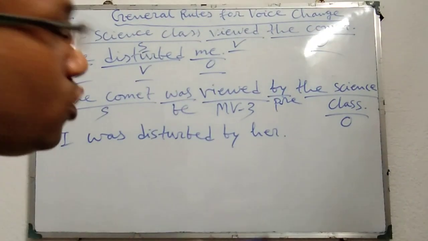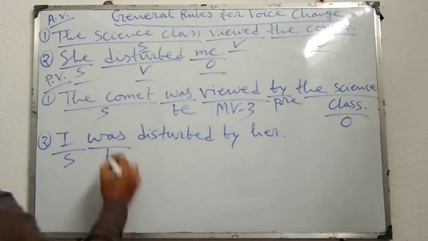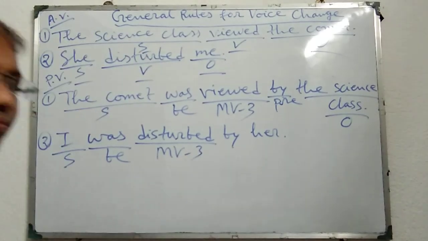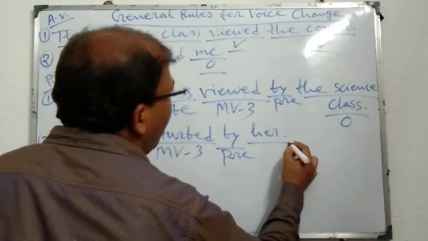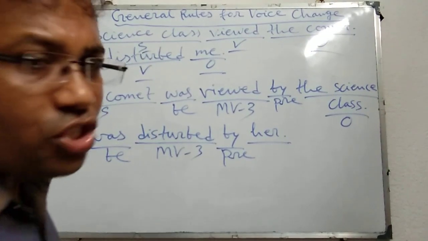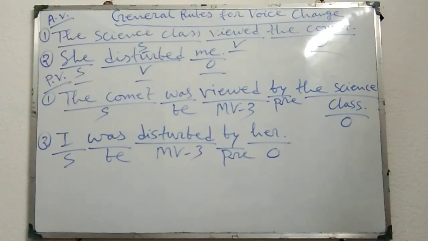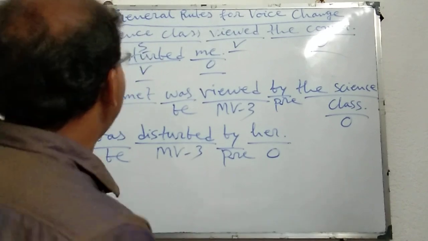Similarly, in sentence number 2, I, subject; was, it is be verb; disturbed, it is MV3, or main verb third form; by, it is preposition; her, it is prepositional object, that means object of the preposition by. Now look how it is being changed.